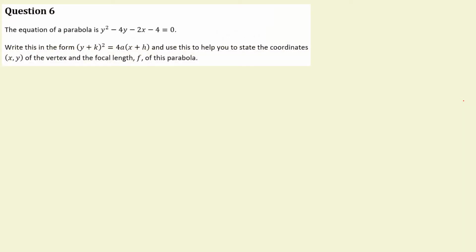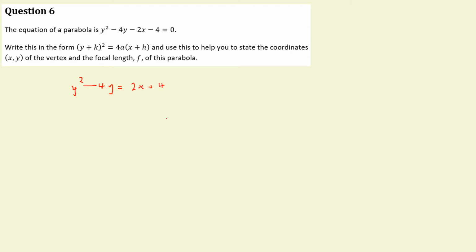Okay, now we've got a bit more of an involved question coming up. So we've got a parabola, and we're asked to write it in this form, which is now the standard form of a parabola because it's saying we're offsetting y a little bit, we're offsetting x a little bit, and use that to help us state the coordinates of the vertex and the focal length of the parabola. Okay, so that's what we're going to need to try and do. So I want all the bits to do with y on the left-hand side and everything else on the right-hand side because I've just got the y term there. Everything else I'm going to take over to the other side, so I'm going to have a 2x plus a 4 on the other side.